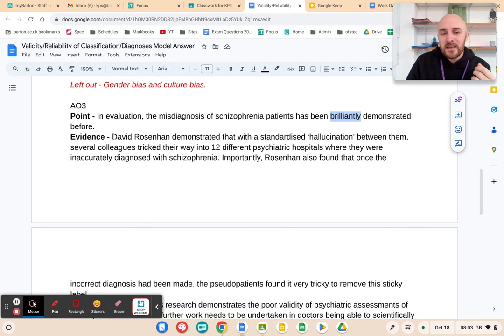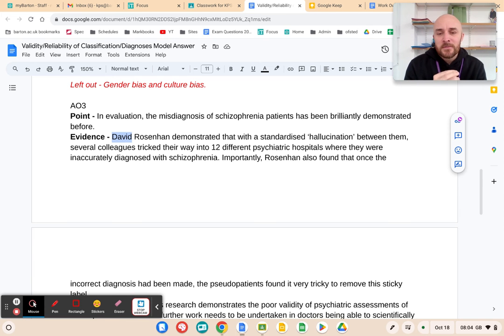But also, just here, I'm demonstrating to the examiner, you don't need to know the names, you don't need to know the years, but any kind of additional information that makes the examiner think, yeah, you know a little bit more. Like naming him David Rosenhan, like you clearly know more than the average student. It's just subtle hints that demonstrate to the examiner, this person's done their revision, right? If you can drop a couple of these in, it does get examiners on side.